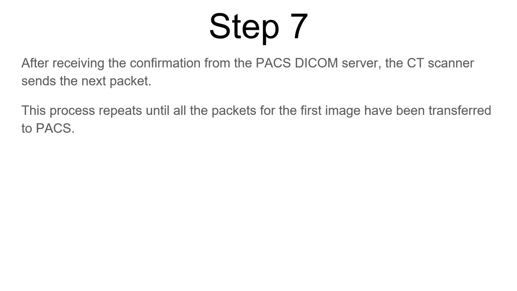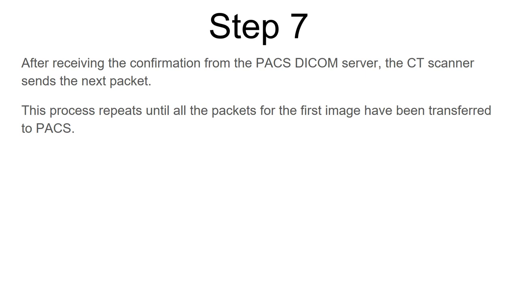Step 7, okay? We're on step 7, and we've stored 1 packet of the first image. After receiving the confirmation from the PACS DICOM server, the CT scanner sends the next packet. And this process repeats until all the packets, all 9 packets, have been transferred to PACS. We're on step 7. If we typed all that out, it would be on like step 25 before we got all 9 packets across.